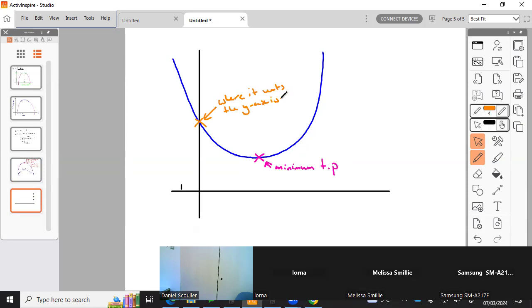Now again, we already have the skills to do that. It cuts the y-axis when x equals 0. So we just substitute x equals 0 into our equations and we get the answer. Again, that's a skill that we have. We can substitute numbers into equations and work out the answer. So again, it's something that we don't need to learn. All right, so we're on a good point.